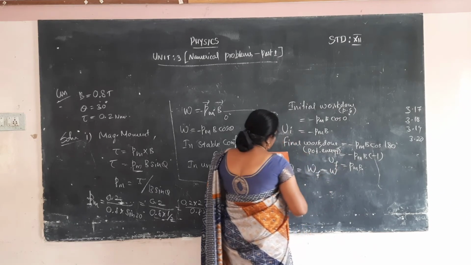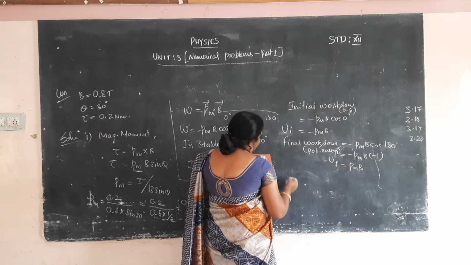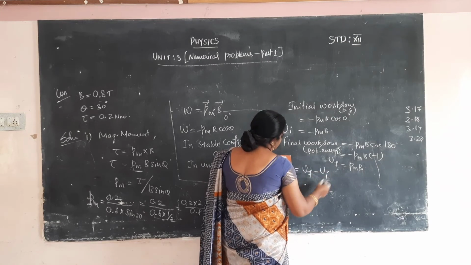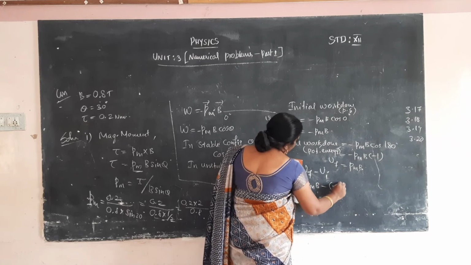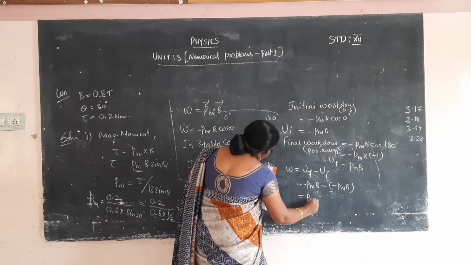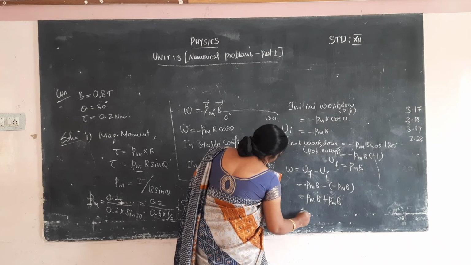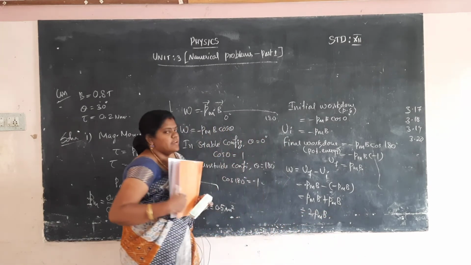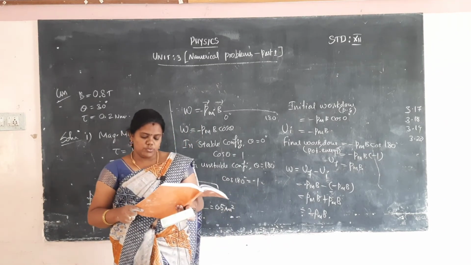So now the total work done is equal to final potential energy minus initial potential energy. Final means PMB minus of minus PMB. So PMB plus PMB, so we get 2 PMB. The work done will be stored as a potential energy. The work done is equal to 2 PMB.